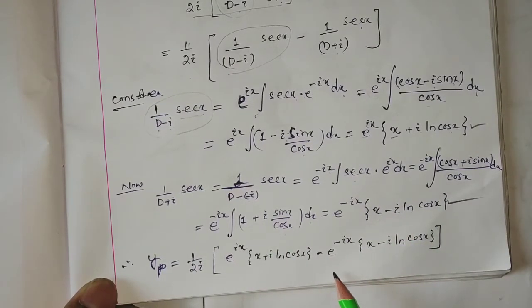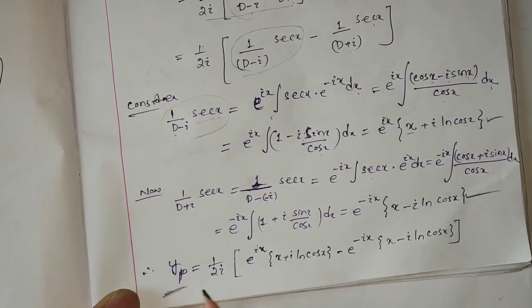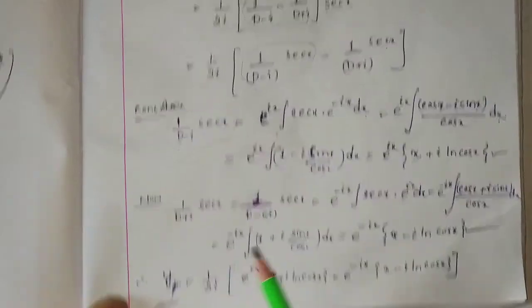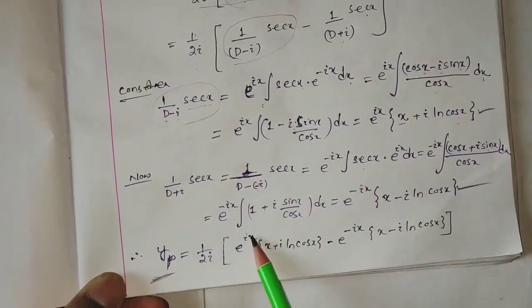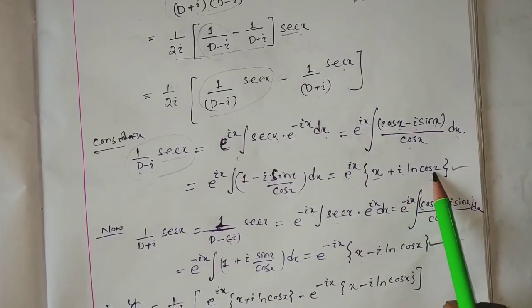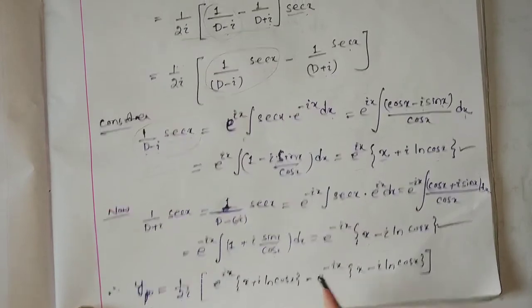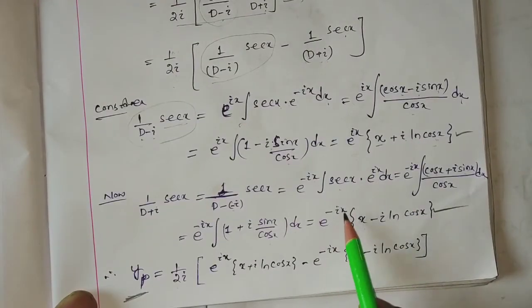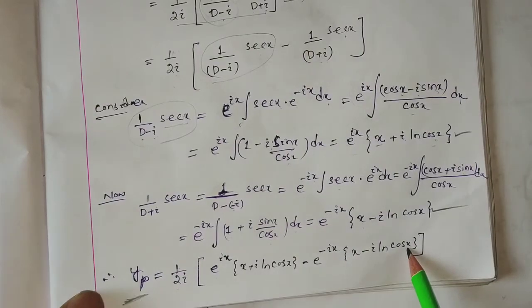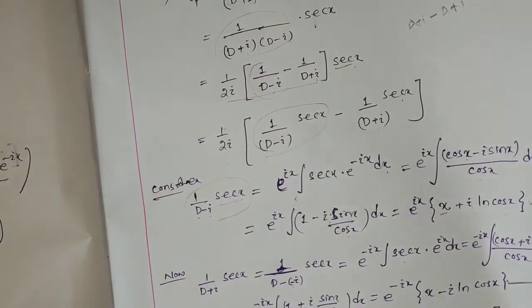Okay, so yp will be how much? 1 by 2i, this much value. How much we found? This one, e to the power ix into x plus i ln cos x, and minus this much value, minus e to the power minus ix into x minus i ln cos x. Again we have to solve it like this.